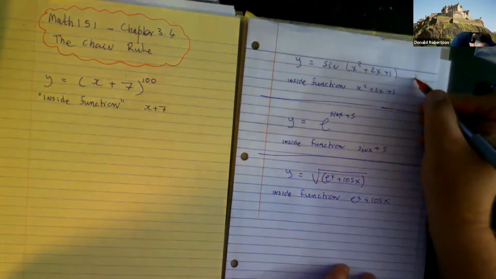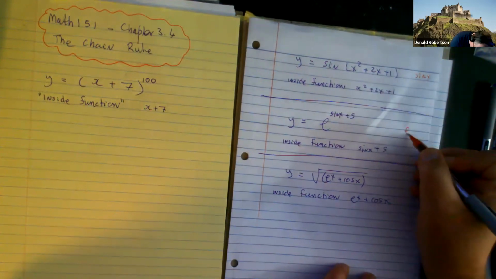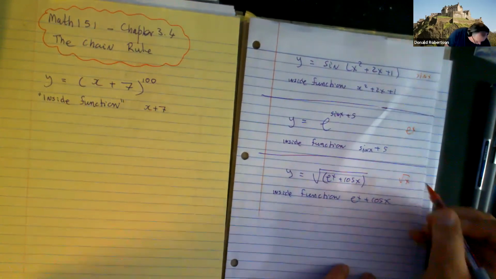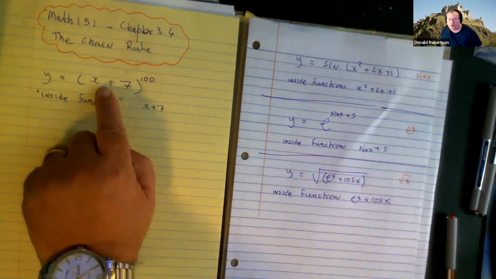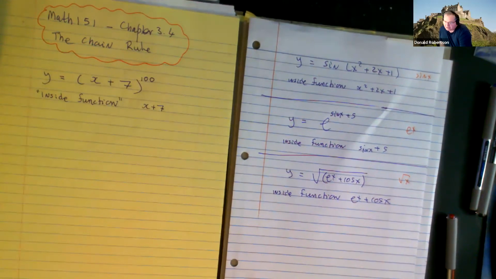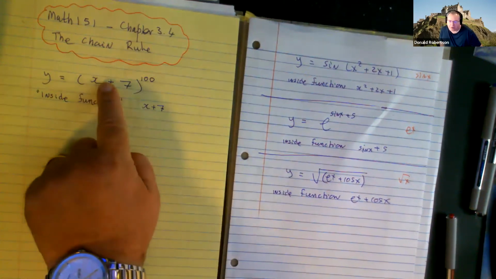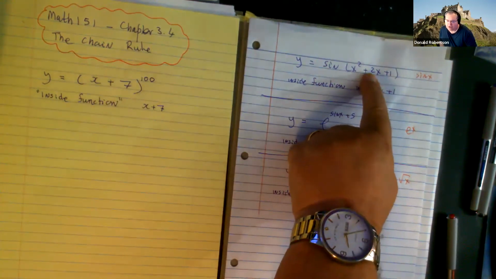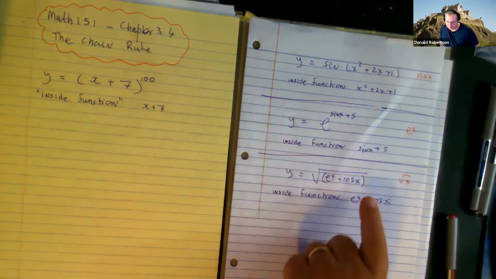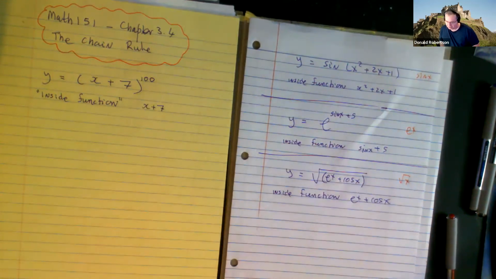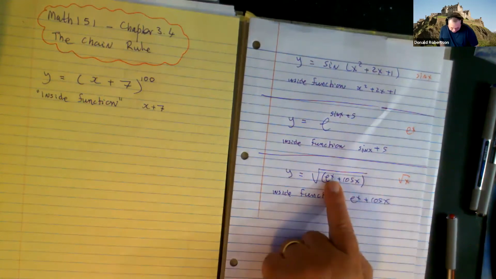I mean, if this was sine x, or e to the x, or the square root of x, or x to the 100, wouldn't this have been a very easy derivative to calculate? But it's not an x, it's x plus 7, or it's a quadratic, or it's sine x plus 5, or it's this horrible mess. That's the main difference between easy and ugly.